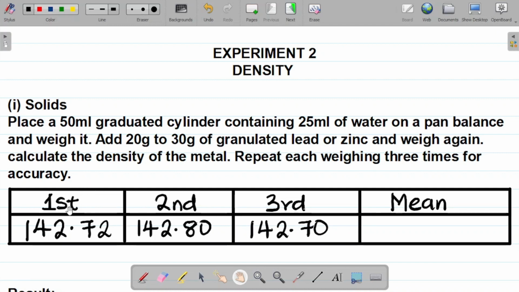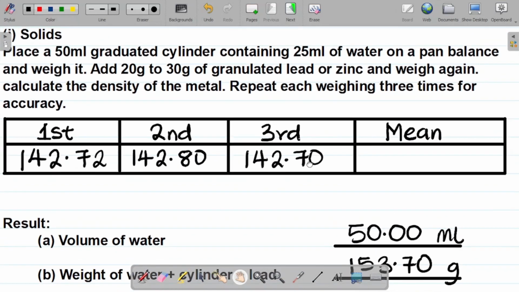When I weighed the first time, I had 142.72. When I weighed the second time, I had 142.80. And when I weighed the third time, I had 142.70. All right, so I have this. So we have to find the mean.